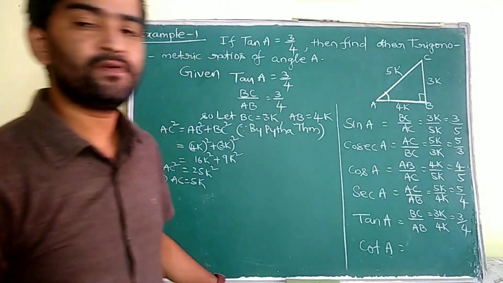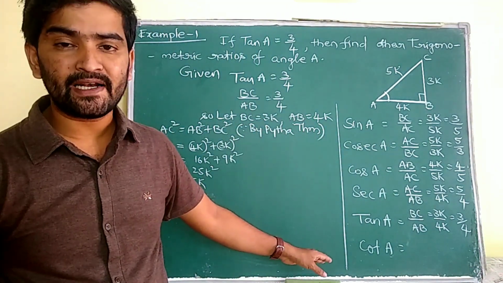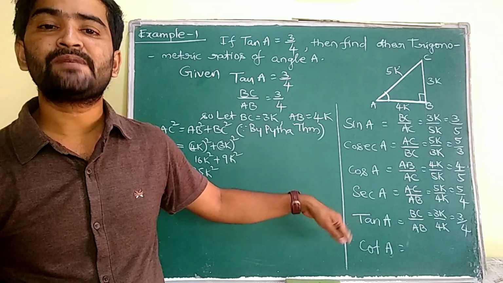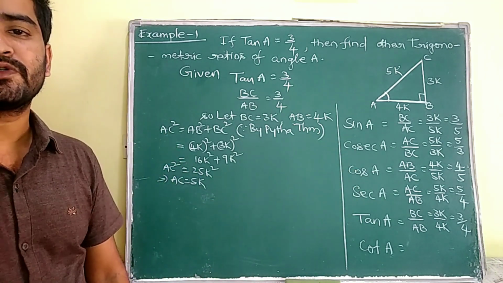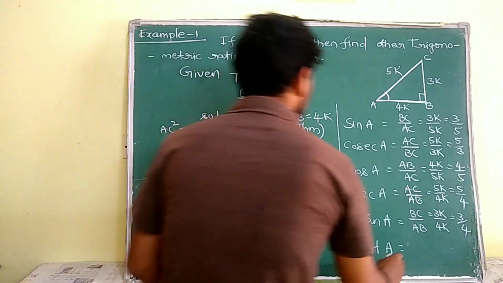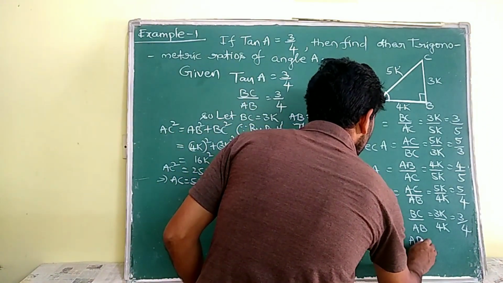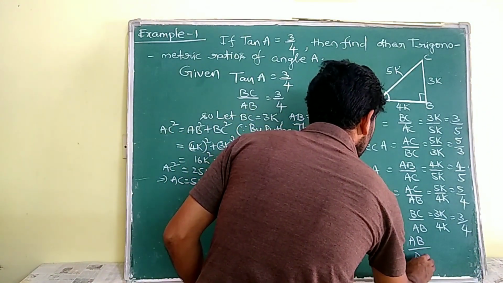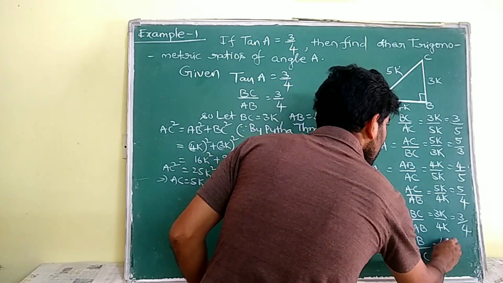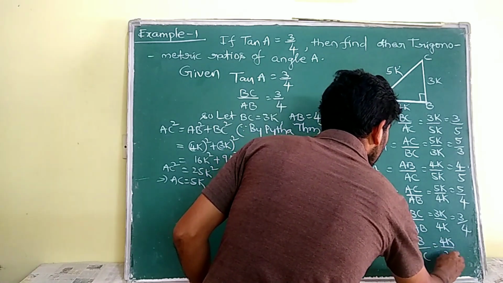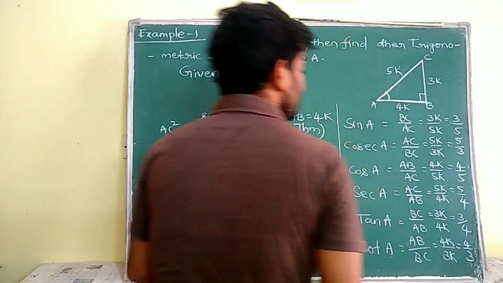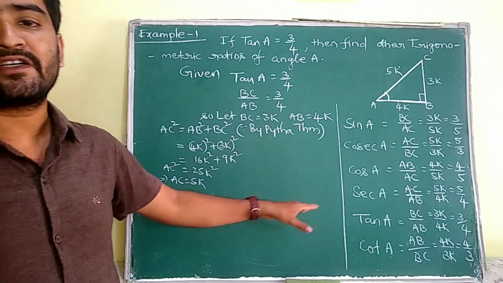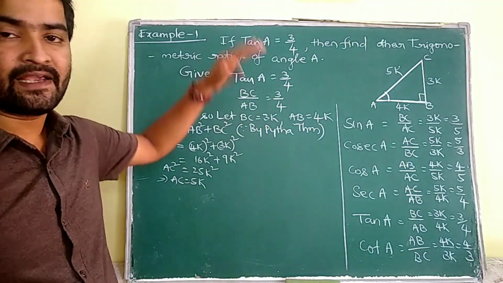That is tan A. If you want to write cot A directly, cot A is the reciprocal value of tan A, that is 4 by 3. Else, if you want to proceed by using the formula, then cot A is equal to A's adjacent side by A's opposite side. A's adjacent side is 4k and the opposite is 3k. That is equal to 4 by 3. So, these are the 6 trigonometric ratios of the angle A.